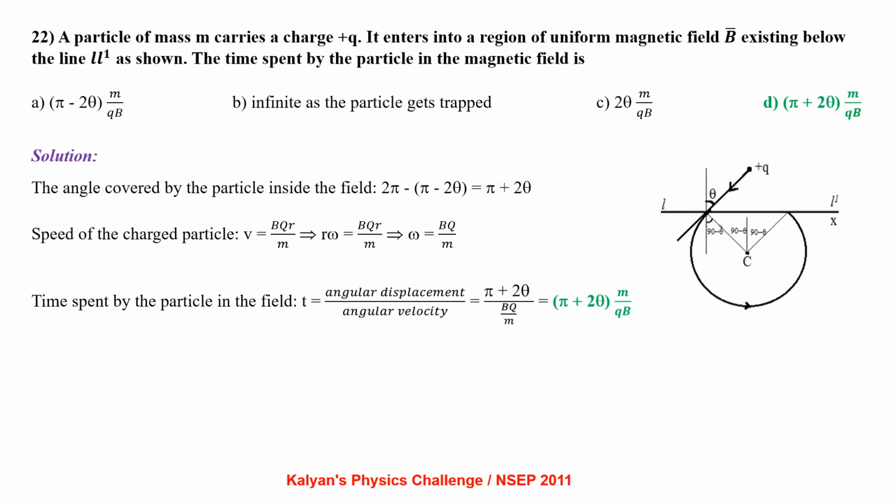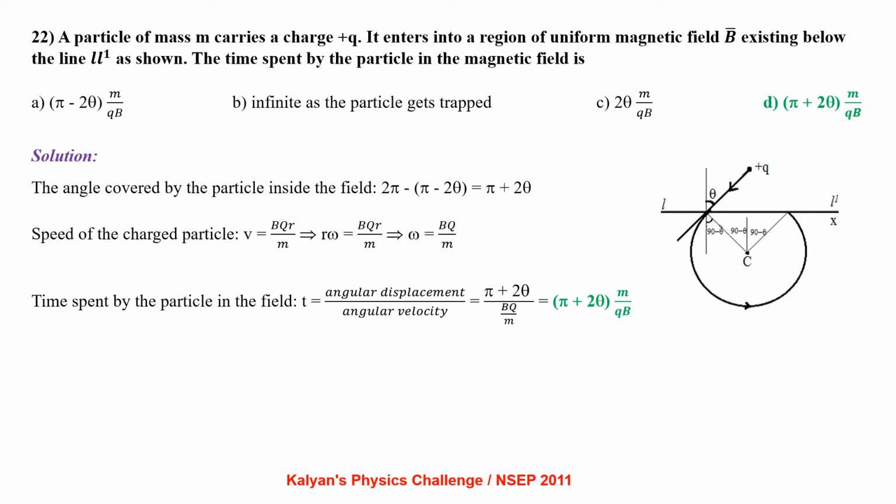A particle of mass m carries a charge plus q. It enters a region of uniform magnetic field B existing below the line L dash as shown. The time spent by the particle in the magnetic field is? See the diagrammatic representation properly. The angle covered by the particle inside the field is 2 pi minus 2 theta. That comes out to be pi plus 2 theta.